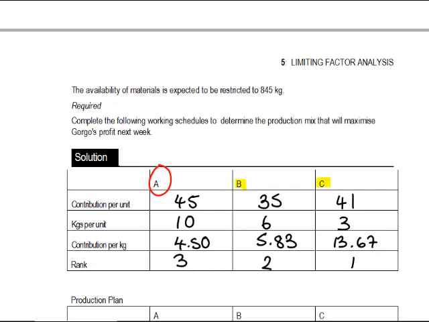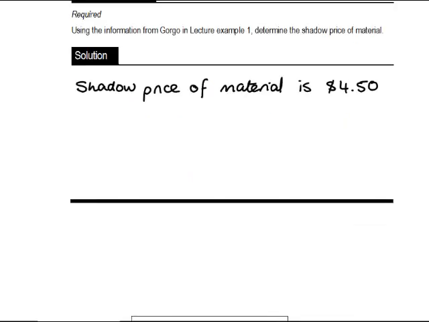Now if we had 1 more kilogram, then making units of A would allow us to generate $4.50. And therefore that's the maximum extra that we'd be prepared to pay for it. So the shadow price of material is $4.50.